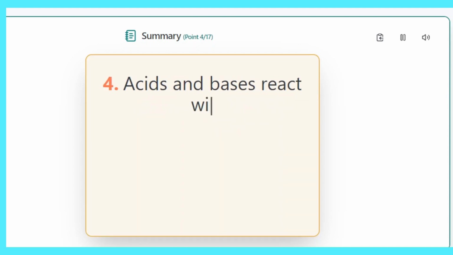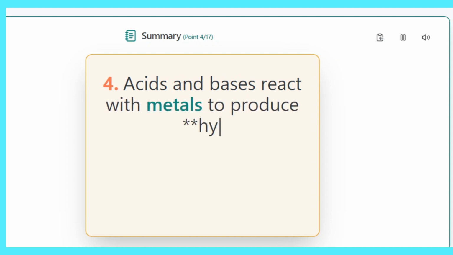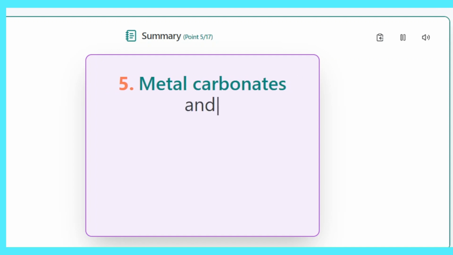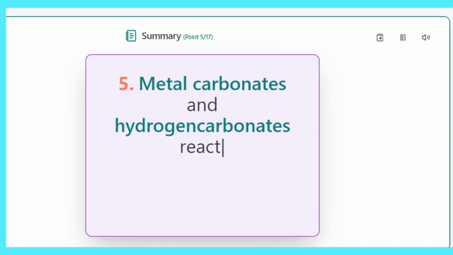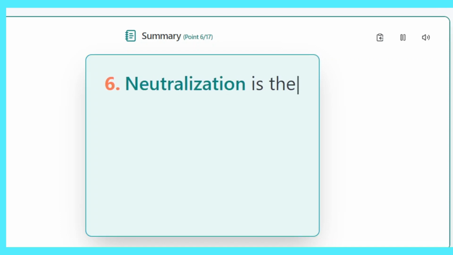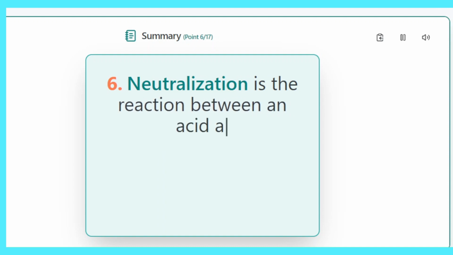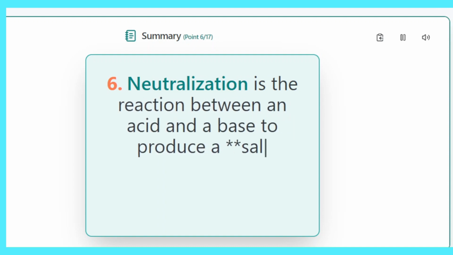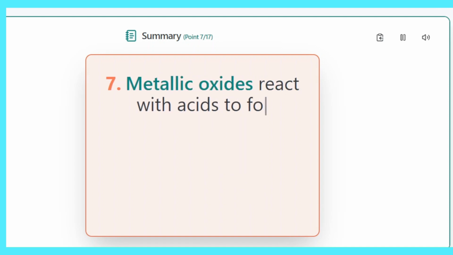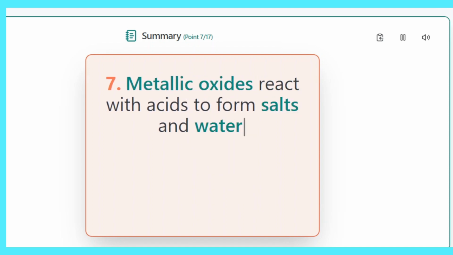Acids and bases react with metals to produce hydrogen gas and a salt. Metal carbonates and hydrogen carbonates react with acids to form a salt, carbon dioxide, and water. Neutralization is the reaction between an acid and a base to produce a salt and water. Metallic oxides react with acids to form salts and water and are thus basic oxides.